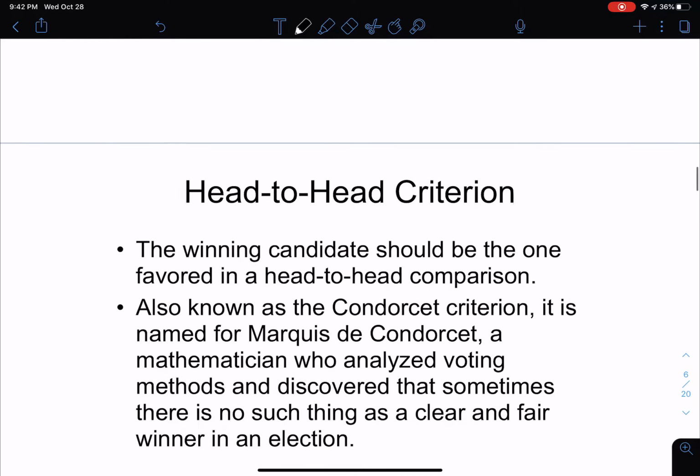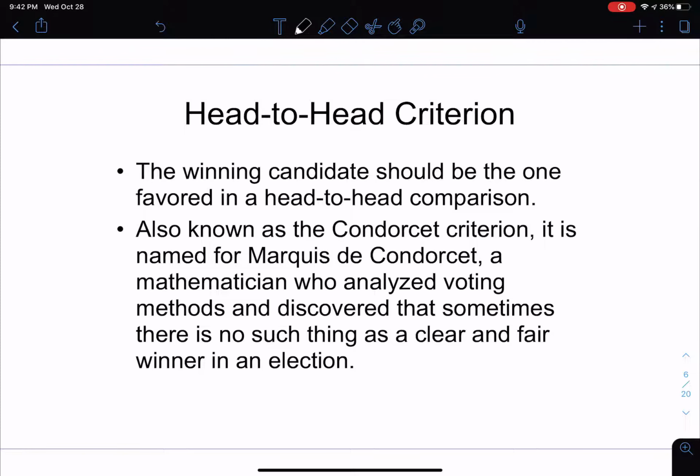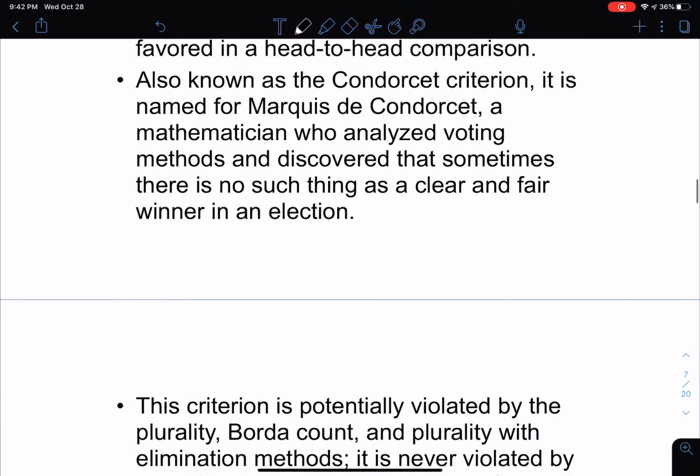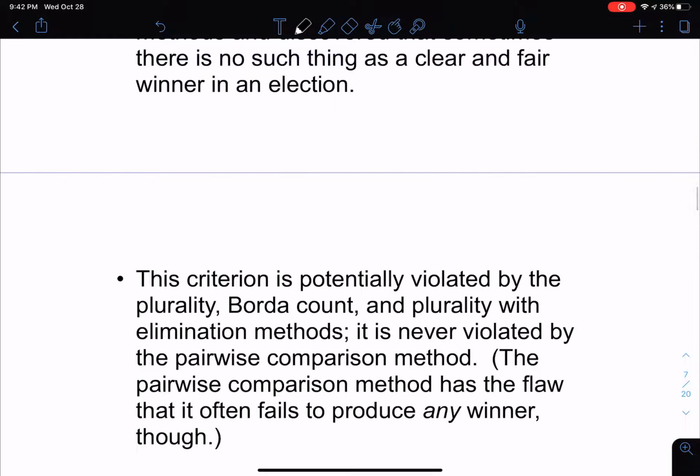Okay, next one, head-to-head criterion. This one says if you put your candidates head-to-head, whoever wins from that comparison should be the winner no matter how you tally the votes. It's also known as the Condorcet criterion, named for Marquis de Condorcet, a mathematician who analyzed voting methods and discovered that sometimes there is no such thing as a clear and fair winner in an election. This is never violated by the pairwise comparison method.